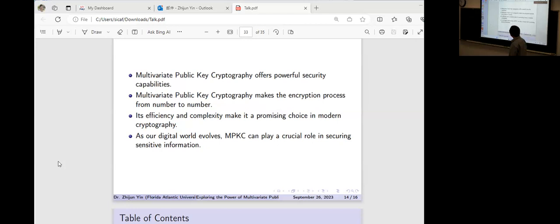Also, the encryption process is number to number, which makes it a very good system to start from for math major and computer science major students. And it's efficient, because encryption and decryption, as we mentioned, only involve polynomial evaluation over the finite field, which only involves multiplication and addition. Those can be done very quickly by computer, and even by a human being. And the complexity is an NP-hard problem in the back, which makes it hard to break. In this work, it can be very useful. So those are the conclusions we have.